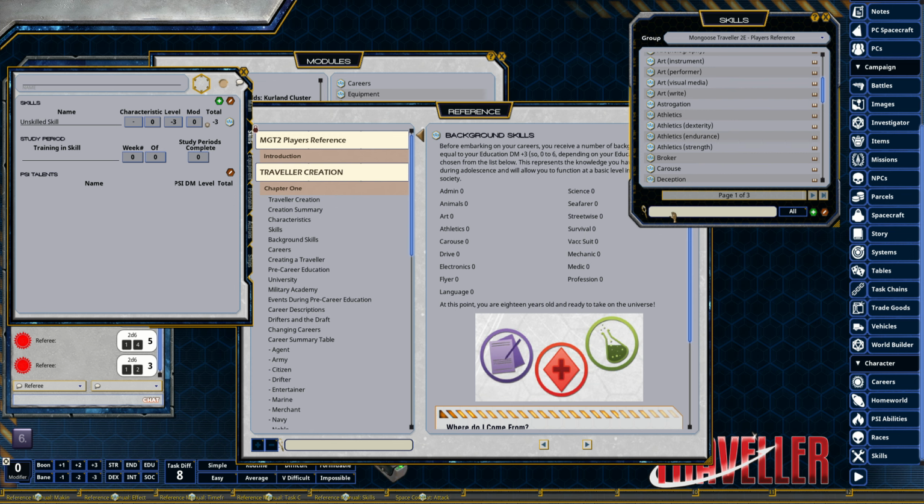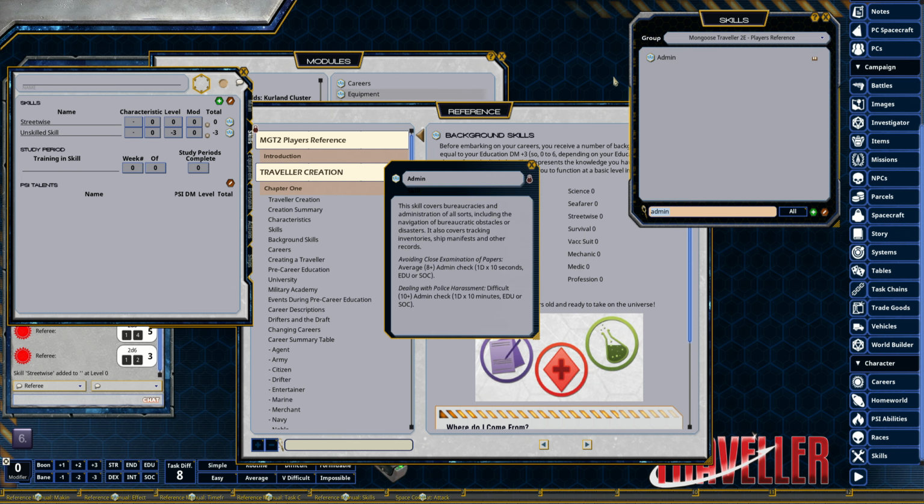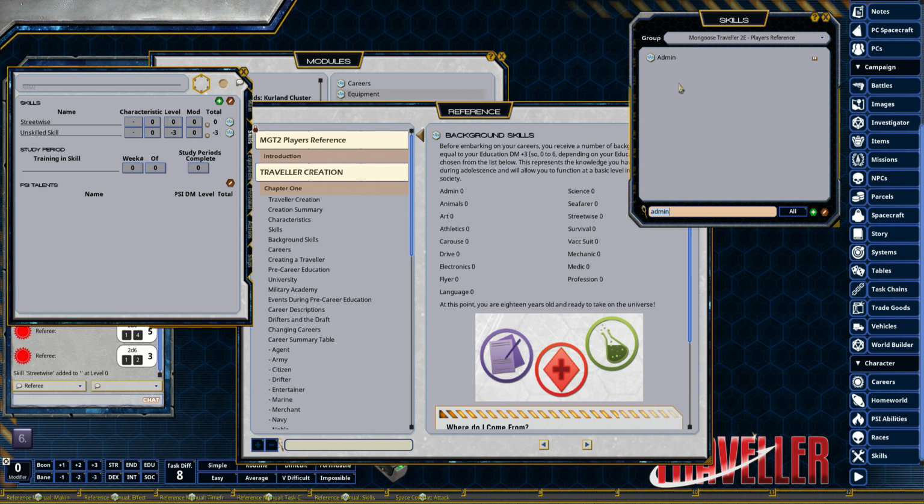Let's take Streetwise, right? That'll give me Streetwise at a 0. Admin sounds good. And if you need to know what any of these skills are, just click on the little TAS. It'll bring up a description. Admin covers bureaucracies, administrations of all types. So that's what we're going to choose for admin.